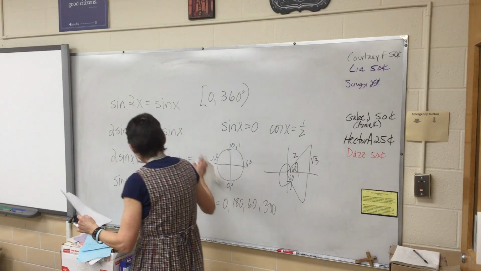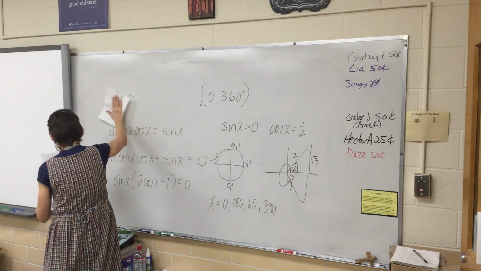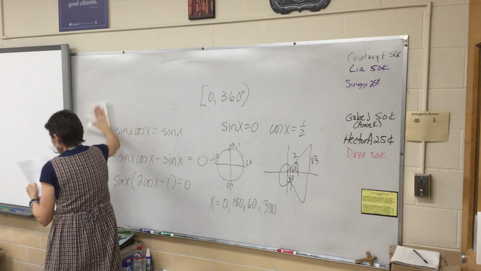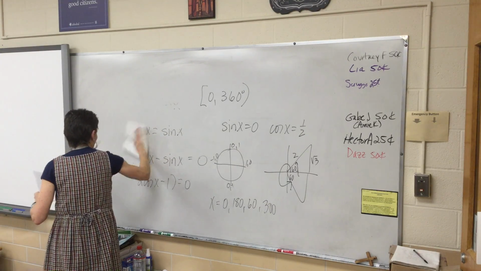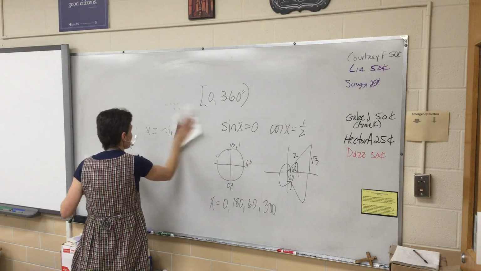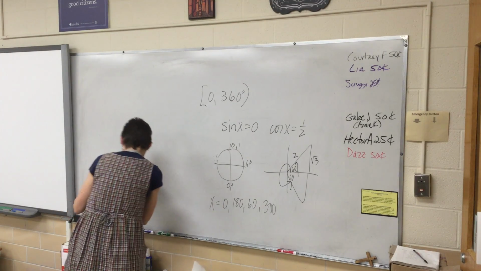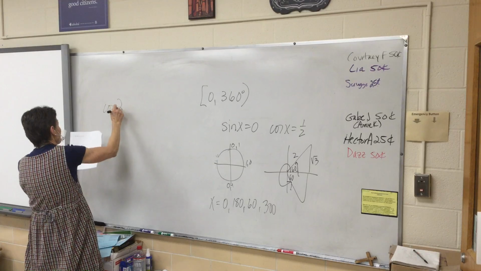All right, let's try one more in degrees. Do you want to do B or C? I don't care. B or C? B? All right, so B it is. It looks very, very similar.